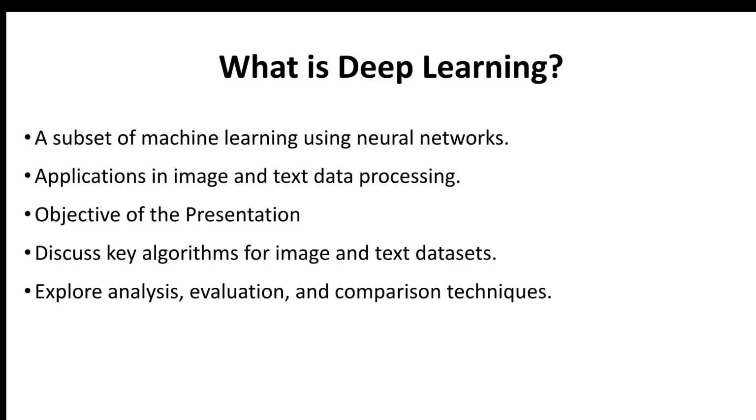Now let us discuss the basic concept of the deep learning algorithm. Deep learning is nothing but a subset of machine learning using neural networks. Whenever we are using statistical machine learning algorithms, we can apply them to small datasets. But whenever the dataset is in the form of text, video, or images, in that case we need to use the machine learning algorithm using neural networks.